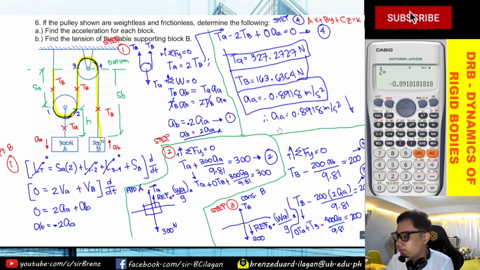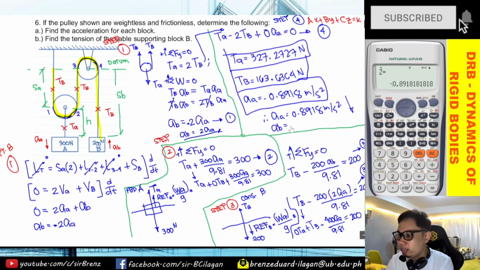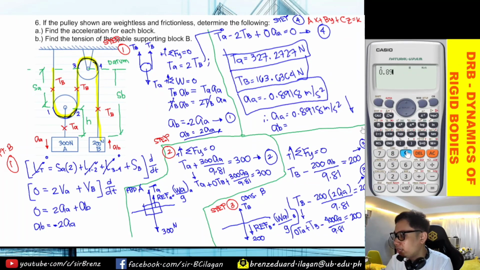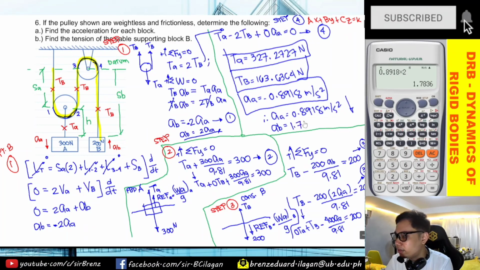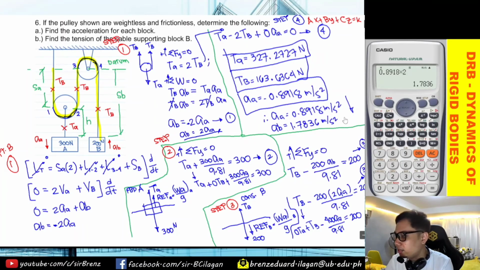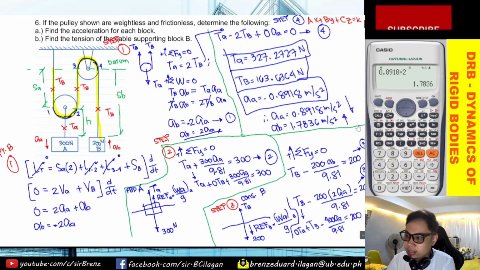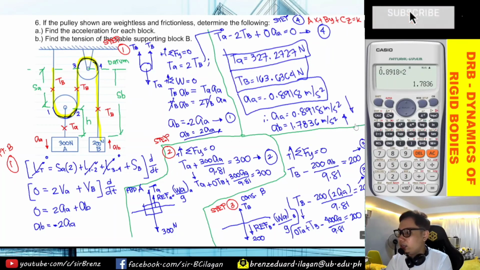Okay, and for acceleration ni block B, ano nga yung relationship ng dalawa? Twice lang, di ba? So, multiply lang natin to ng 2. Balik tayo dito sa mode 1. So, 0.8918 times 2. So, ang acceleration ni block B is 1.7836 meter per second squared. So, this is in upward direction. Okay, so that's it.